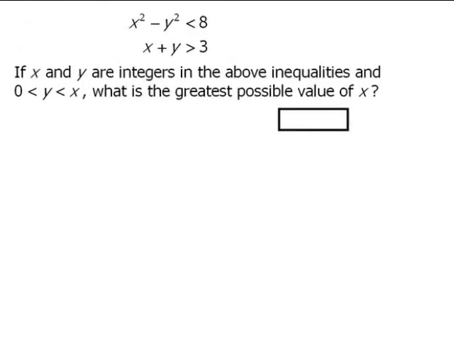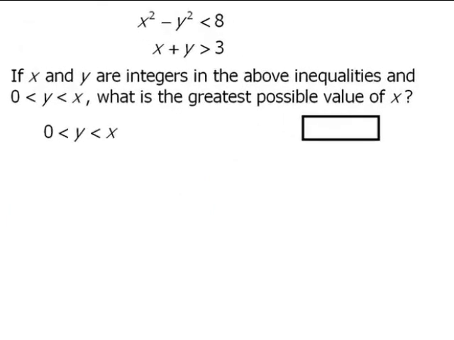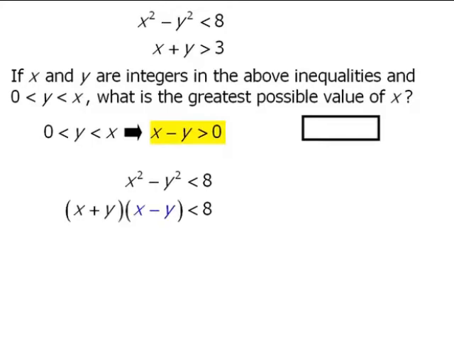Okay, let's begin by taking a closer look at this given inequality. Now, if x is greater than y, we can conclude that x minus y is greater than 0. We'll use this information shortly. Now let's take a closer look at this inequality. Notice that we can factor the left-hand side as follows. This is very useful because we already know a little bit about x plus y. We are told that x plus y is greater than 3.